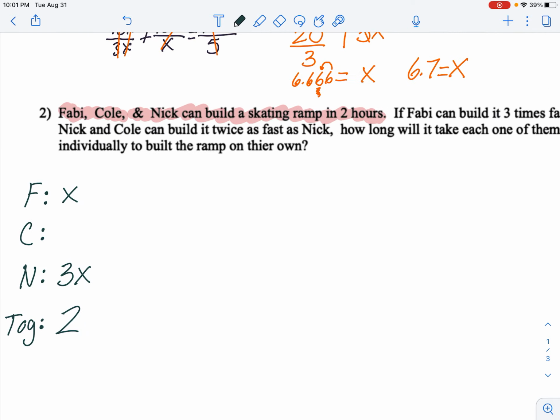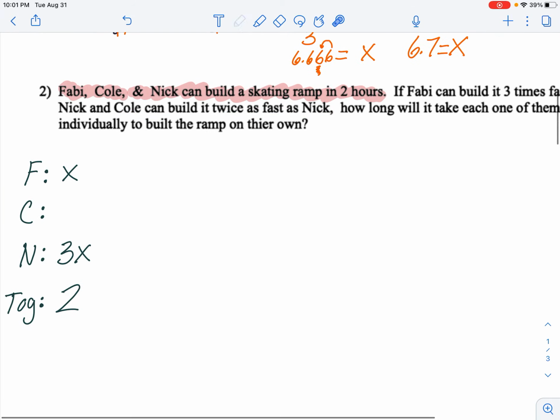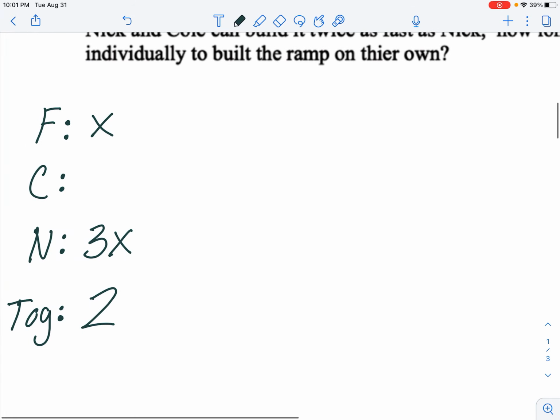Then it says, then Nick. Cole can build it twice as fast as Nick. So Cole, we don't know how long Cole takes. And we know that he's 2 times faster than Nick. So Nick is 2x, because whatever x is, we double it, because Cole can build it twice as fast as Nick.